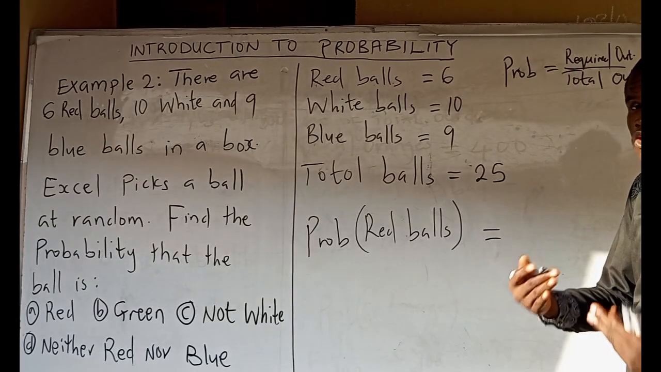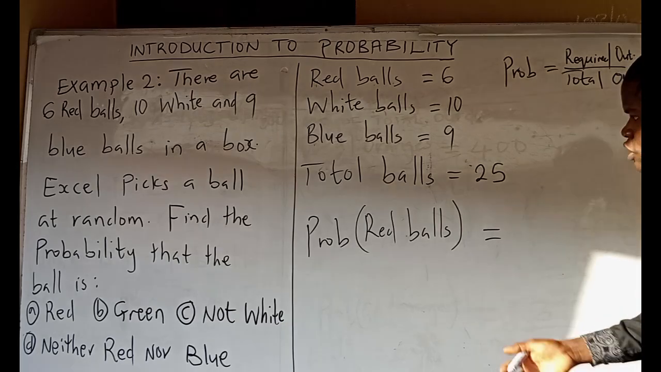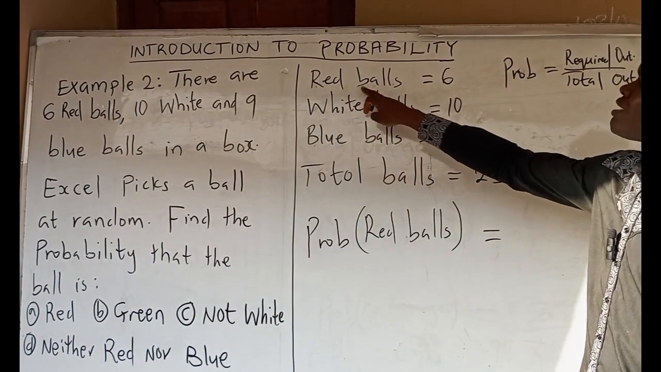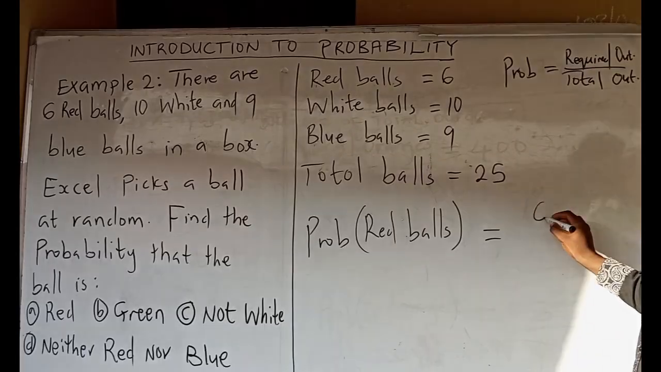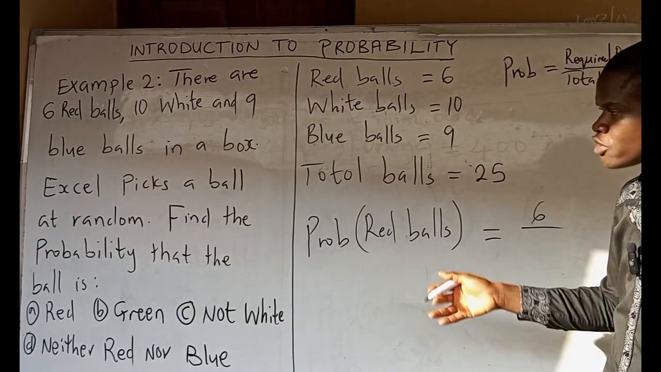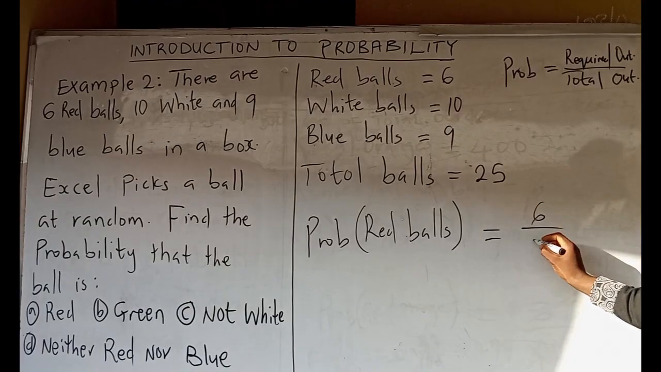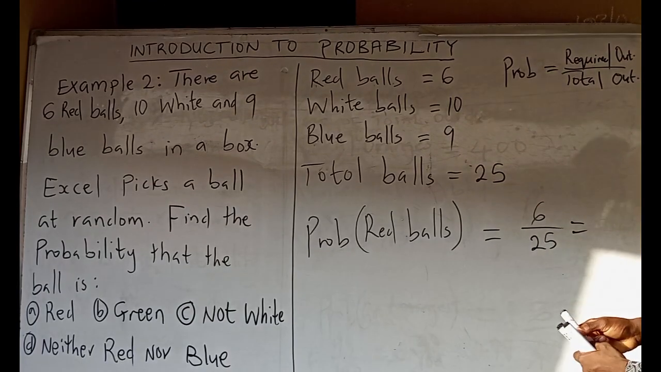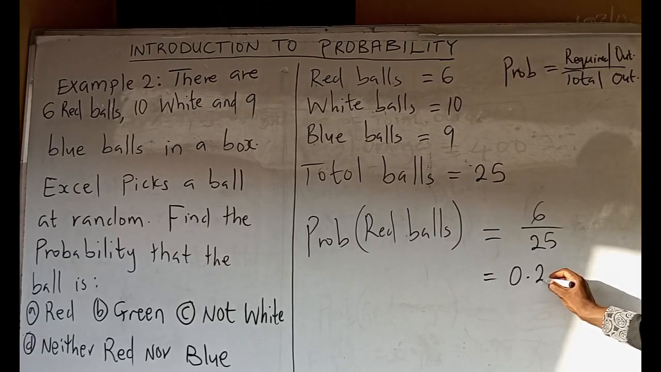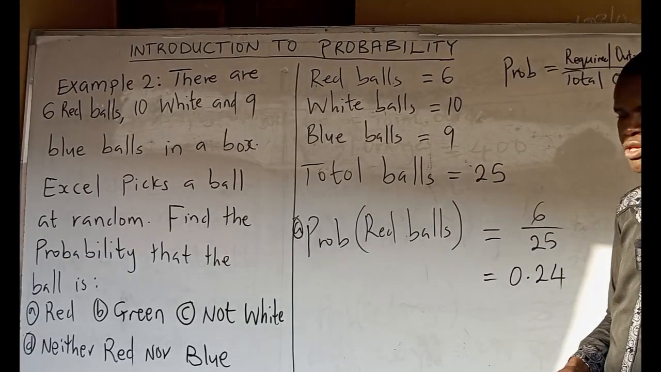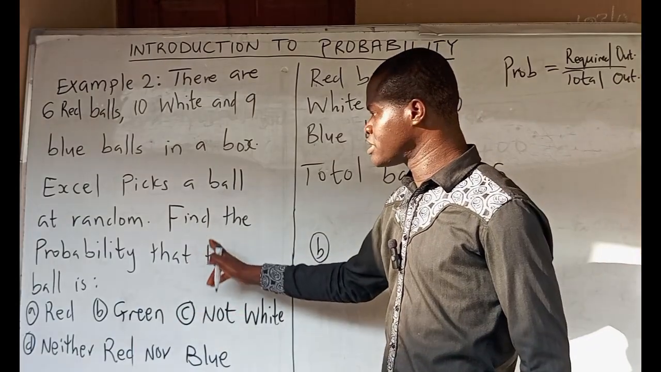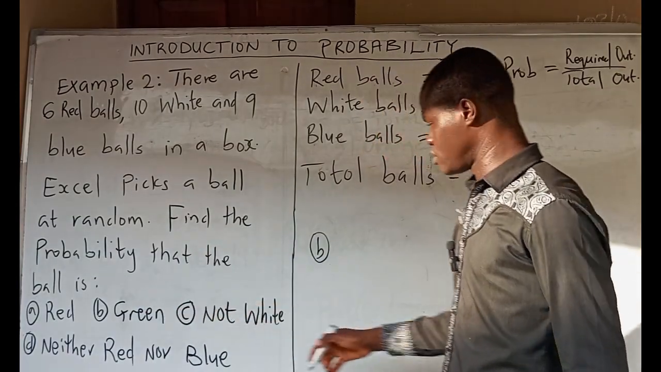We require the number that are red balls. We go back to our parameters. How many red balls do we have? 6 divided by the total outcome. So what is our total balls? 25. So breaking down into decimal, 0.24. Question B. Question B is the probability that the ball is green.